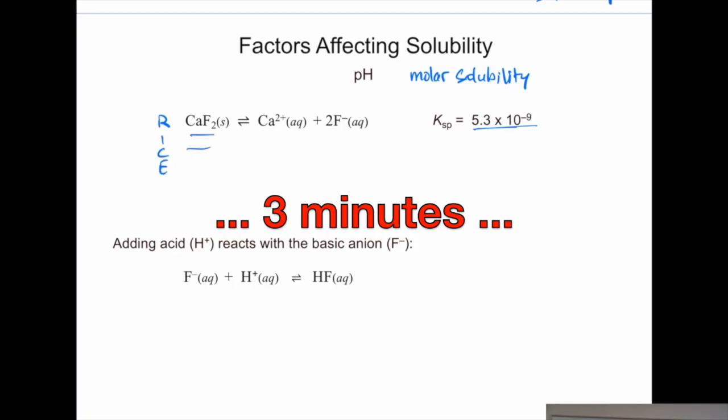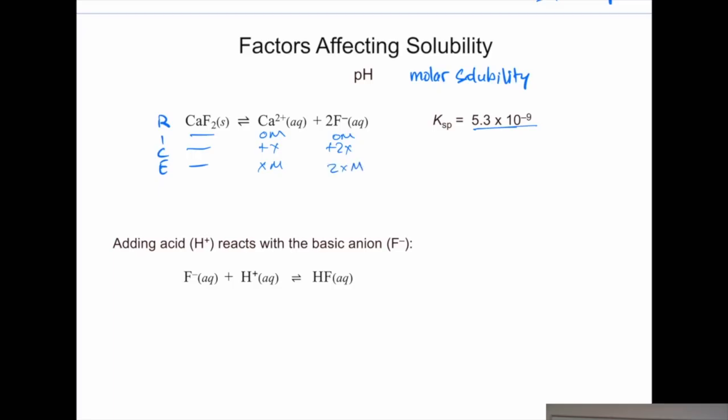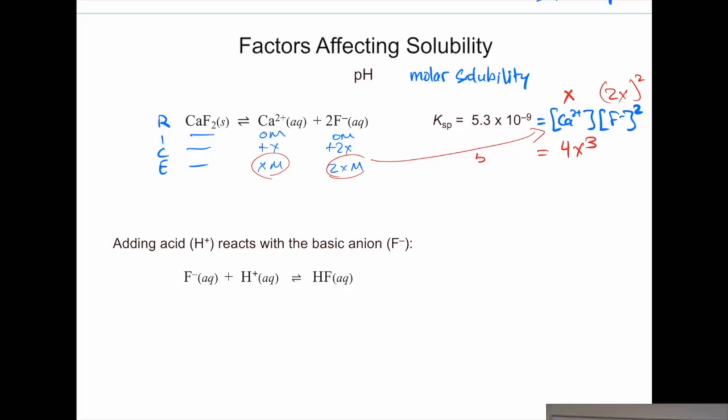All right, I'm going to go ahead, just like we did before. We build our RICE table. We show our mass action expression, and then we plug the values into our mass action expression. So that means that this KSP is going to be equal to, this is x, and the F minus, that's 2x, right? So this is going to be 2x squared, which means this whole thing is equal, once again, to 4x cubed. 5.3 times 10 to the minus 9th is equal to 4x cubed. So it's the same as we had before.